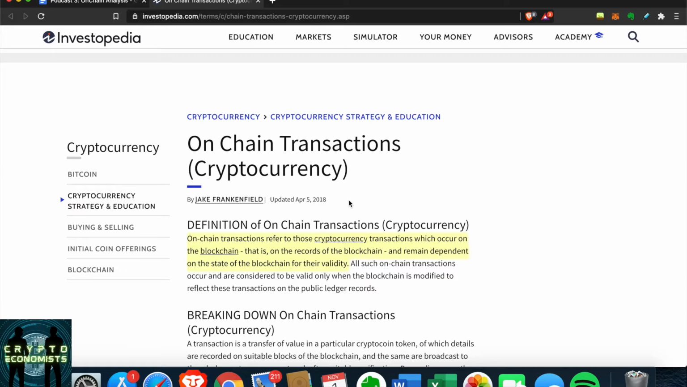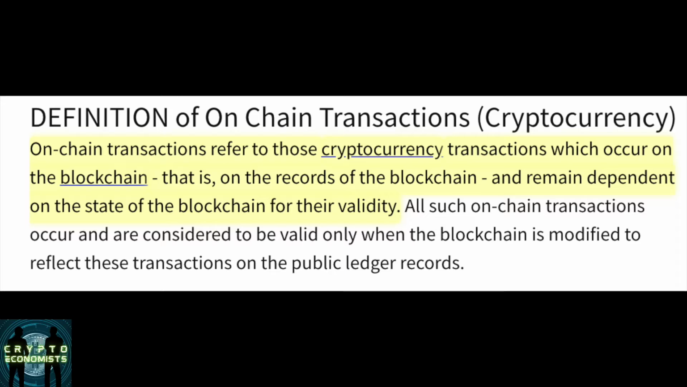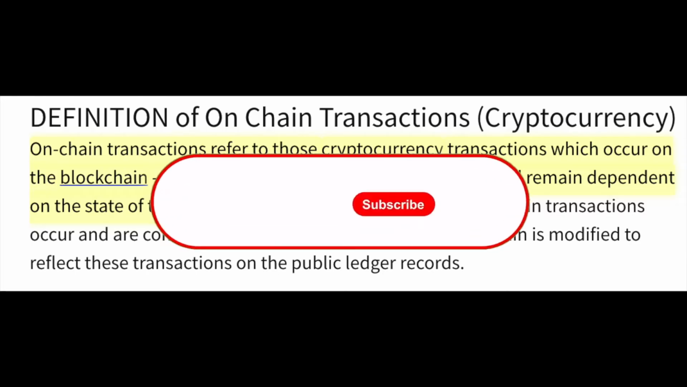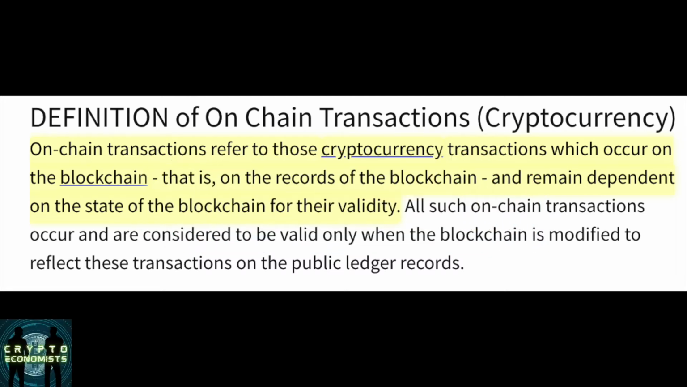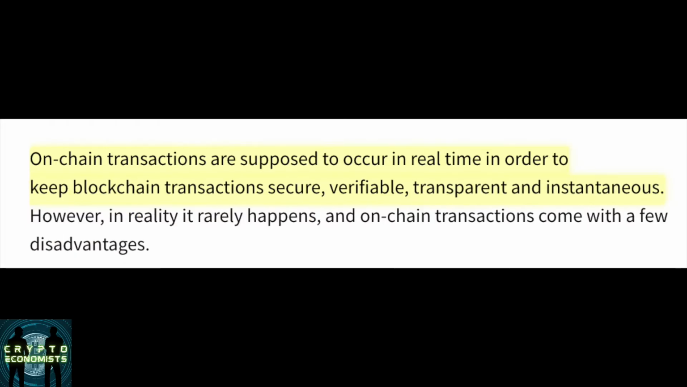What is on-chain analysis? On-chain transactions refer to those cryptocurrency transactions which occur on the blockchain. That is, on the records of the blockchain, and they remain dependent on the state of the blockchain for their validity. On-chain transactions are supposed to occur in real time in order to keep blockchain transactions secure, verifiable, transparent, and instantaneous.